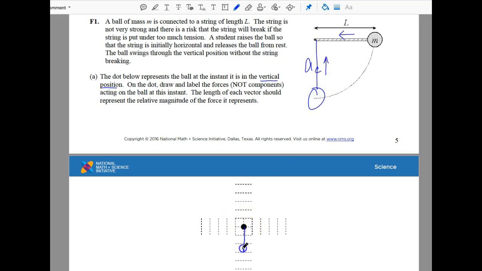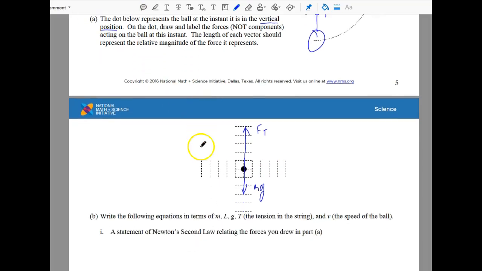If that's true, we're going to have mg pointing down, so we'll just go ahead and put mg here. And then pointing up is the force of tension, and so we'll put FT at this point. So that answer would give you all the points that you would deserve for that part. So let's go ahead and move on to the next.